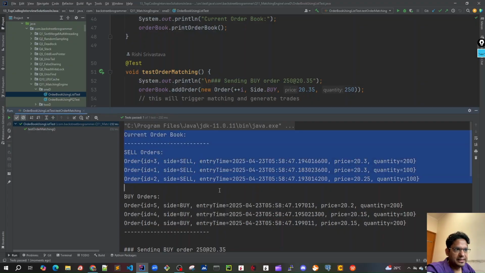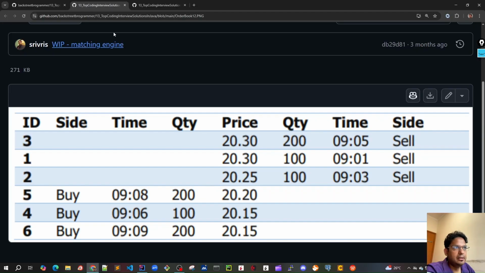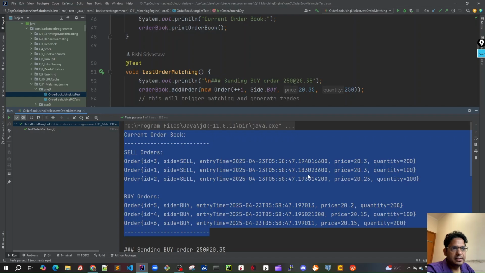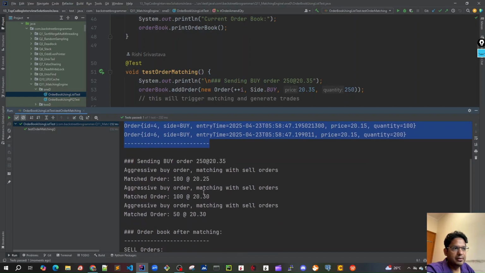So again, now our test case has run successfully. We can see that this sell order having the quantity like this is exactly matching the one we discussed here. The sell orders of 3, 1, and 2 here. It's showing the same order book as here, 20.3, 20.3 with all this quantity, and similarly for buy orders. And after that, when I send a new order of say 250 at 20, it will try to match it first.